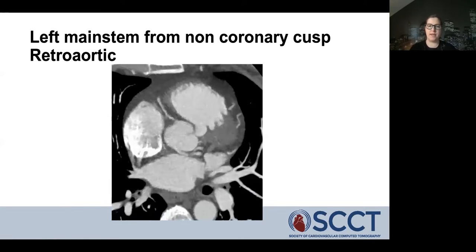So the next one we've got here is your left main stem coming from the non-coronary cusp, and it's going round the back of the aorta. So this is one cusp here, this is the other cusp here, so this is the non-coronary cusp, and this is the left main stem coming from behind here and all the way around. It's quite common to see the left main stem coming from quite far around in the left coronary cusp, but that's normal. It's when it actually comes from the next cusp around that it's considered an anomaly. But again, it doesn't have any clinical implications for the patient, apart from being difficult to find in the cath lab.